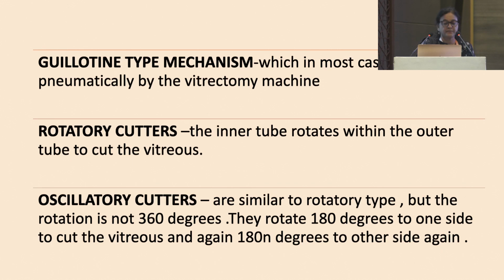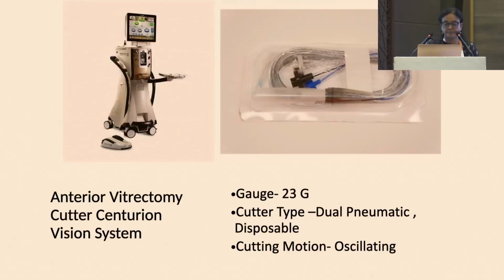What are the types of mechanism of cutting of the vitreous? You have a guillotine-like cutting; rotatory cutting, where the inner tube rotates within the outer tube to cut the vitreous; and the oscillatory cutters, which are similar to the rotatory type, but the rotation is not 360 degrees but 180 degrees.